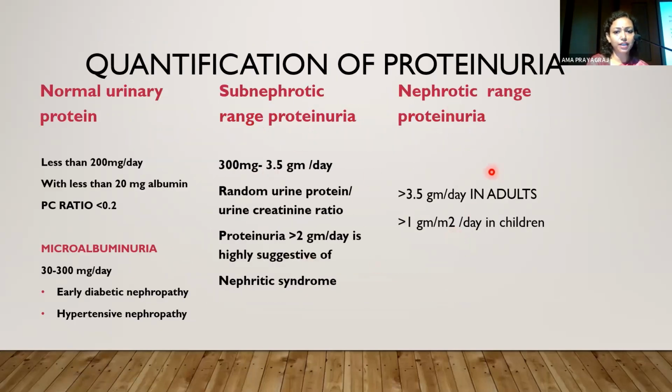Now, just summarizing, the quantification of protein can tell you which syndrome the patient has landed up in. Normal urinary protein excretion will be less than 200 milligrams per day of protein with less than 20 milligrams of albumin. Microalbuminuria, we all know, is an indicator of early diabetic nephropathy and hypertensive nephropathy. The range is very much less, 30 to 300 milligrams per day, which cannot be picked up by the dipstick test. And then we have subnephrotic proteinuria, which is a proteinuria level of more than 2 grams per day, highly suggestive of glomerulonephritis, nephritic syndrome, where you have active sediments in the urine. And nephrotic range, we have already dealt with this.